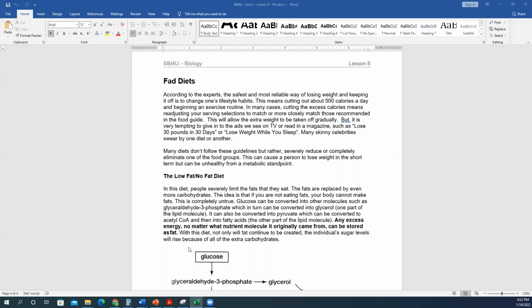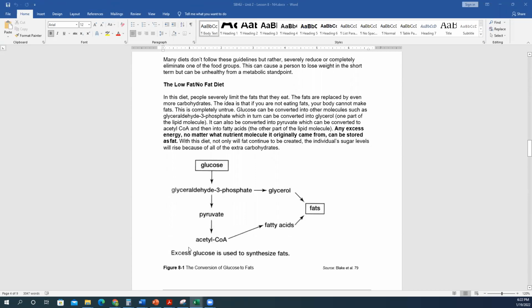So many of these fad diets actually don't follow these healthy guidelines, but rather so severely reduce or sometimes even completely eliminate one of the food groups. And this can lead somebody to lose weight in the short term, but this can be quite unhealthy from a metabolic standpoint. So let's talk about a couple of the fad diets.